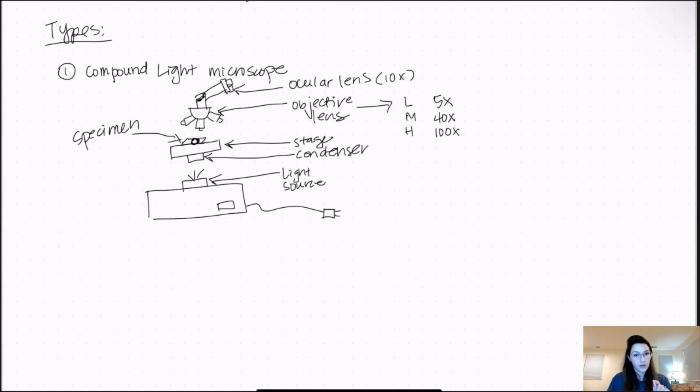That's my cartoon image. It looks much fancier than this in real life. Let me show you. Okay.